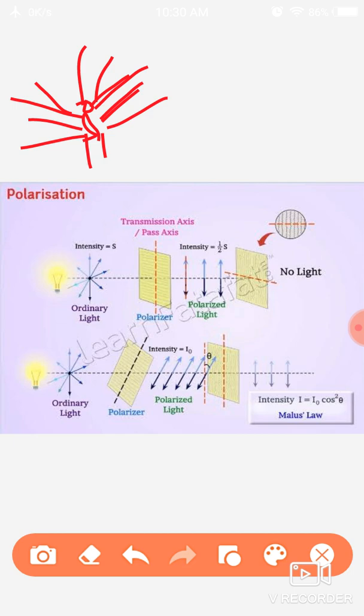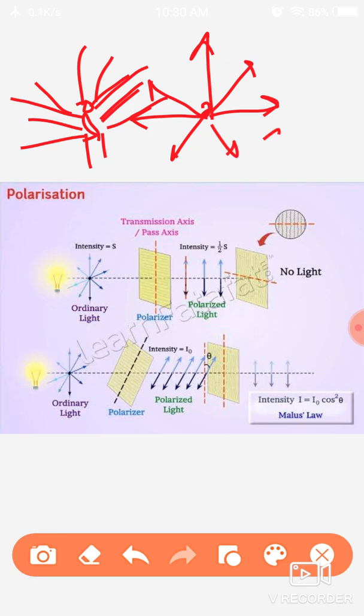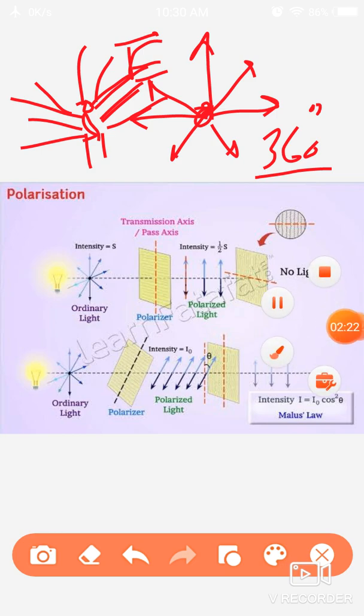Then what will happen? E may vibrate in this direction, then in this direction, and this, and this. We can say it covers a 360-degree angle. That means all possible directions are available for the E vector to vibrate. So this is an unpolarized light.